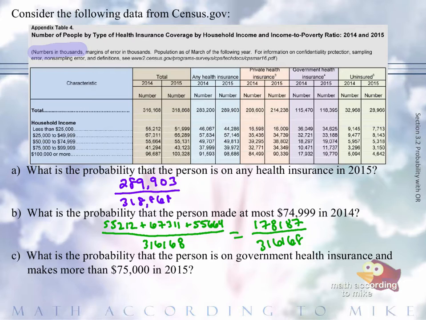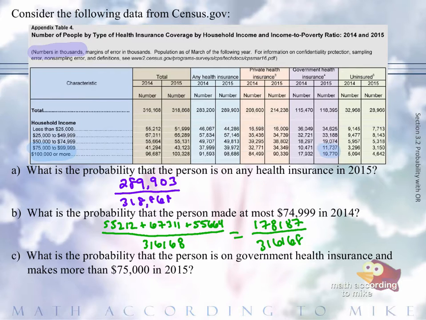The last one here was the probability that the person is on government health insurance and is making more than $75,000 in 2015. So government health insurance is that purple column there. We only care about 2015 and more than 75,000. So the last two lines here refer to that. Since we want 2015 on government, that's these two numbers added together.